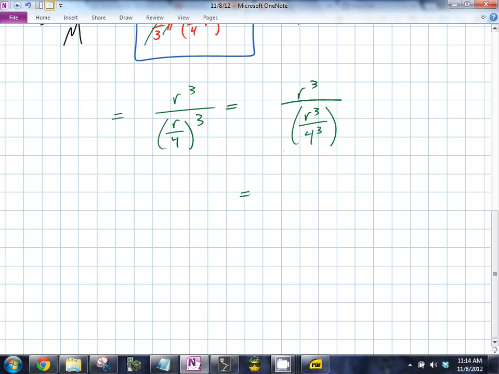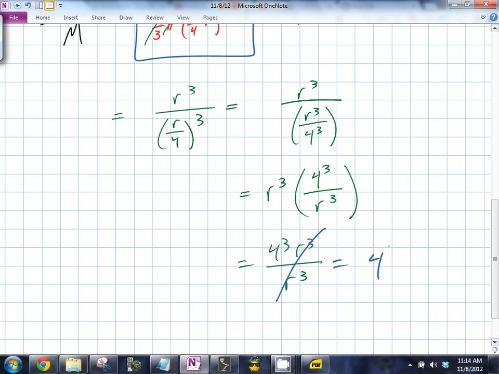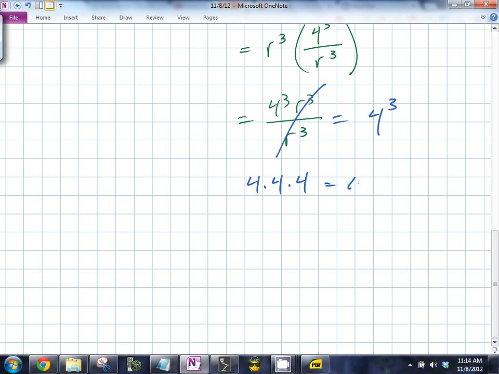4 to the 3 over r cubed. So what does that equal? 4 cubed r cubed over r cubed. R cubed cancels, and what does this equal? No, not 4/3. 4 to the third. That's 4 times 4 times 4, which equals 64. So what does that tell you about the volume of the Earth compared to the volume of the moon? Yeah. 64 moons to 1 Earth. That's what it tells you.